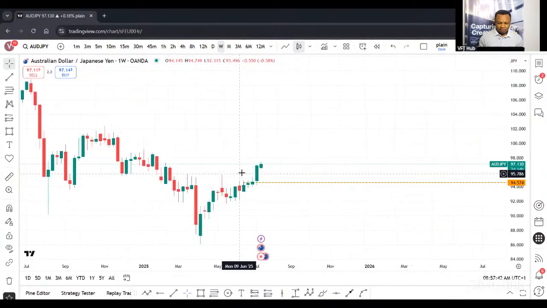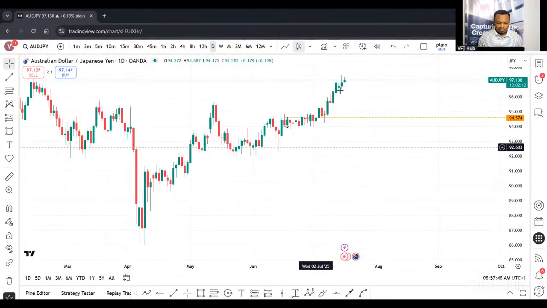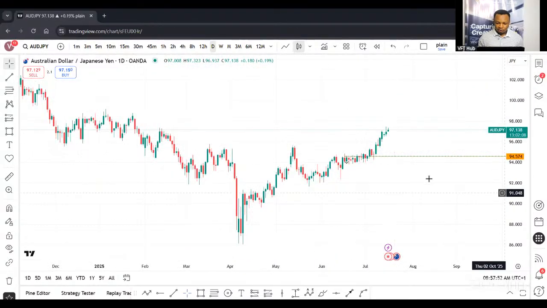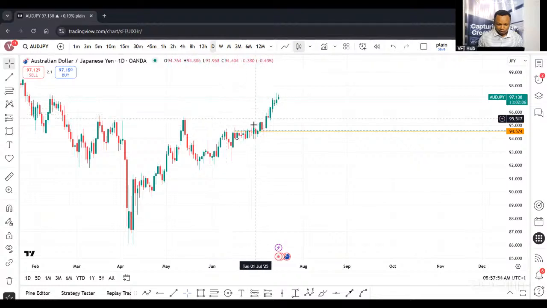Now, looking at AUD JPY, it still has a long way to go to the buy side. So I'm expecting a buy on AUD JPY. If you look at the daily time frame as well, we're expecting buys on AUD JPY. Look, everything has been showing for a buy.